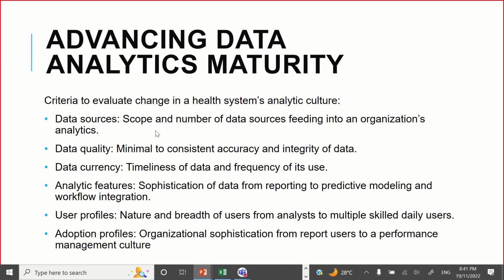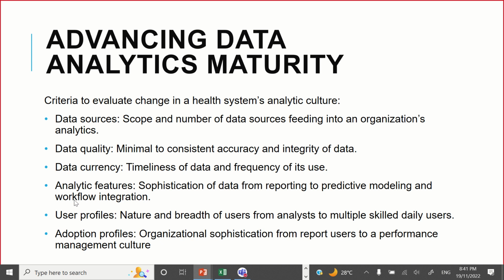The more you have, depending on these and the quality of these data sources, you'll be able to judge and decide how you are growing. The data quality looks at the consistency, the accuracy and the integrity of the data being reported. Data currency is the timeliness. Is it really timely at the time when you most need it, or is it only provided 3 months after the actual event or the actual time the data was required? So it's the timeliness of the data as well as the frequency that it's being used.